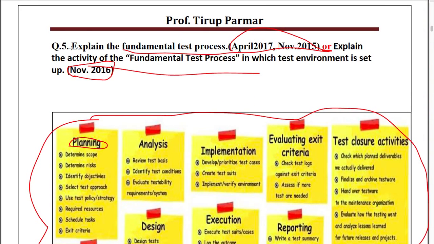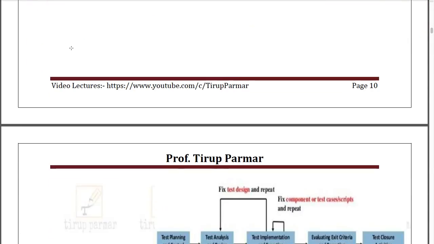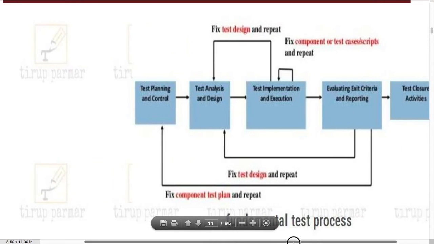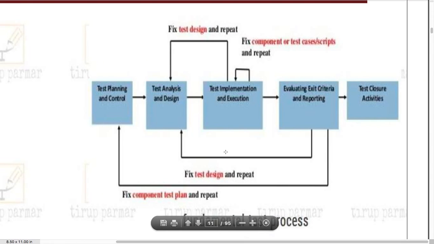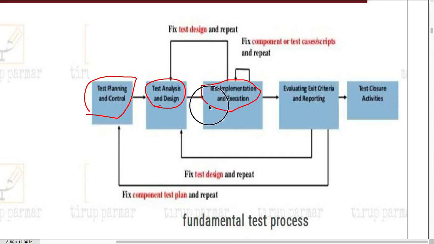So what is the question? As you can see, the fundamental test process. I have provided one diagram here. This diagram is very similar to our software development life cycle. As you can see, the first part is test planning and control. The second part is analysis, then design of the software, and once the design is ready, we go for implementation, that is the coding part.